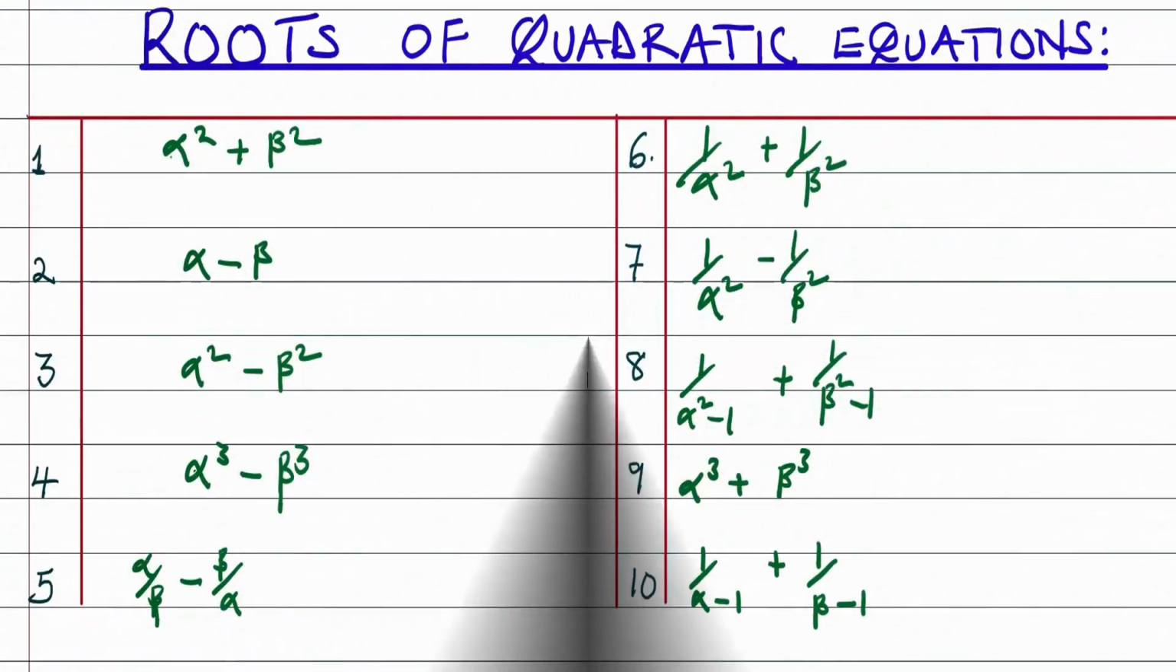Welcome to this presentation where we are going to talk about roots of quadratic equations. Specifically, we are going to look at how we can expand or play around with algebra to express all these ones from number 1 to number 10 in the form of the sum of the roots and the product of the roots, as in alpha plus beta, and then alpha multiplied by beta as product.